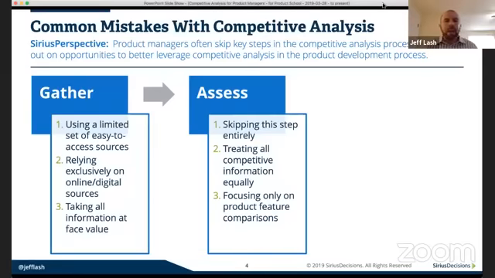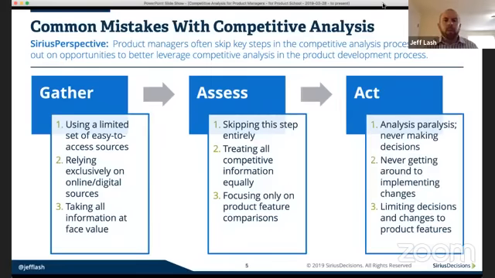So it's not that every bit of information is going to be equal, right? This is where we need to use some kind of critical thinking skills to evaluate the information. And the third one, which I'll come back to in a minute, is in this assessment phase, one of the biggest mistakes I see product managers, especially new product managers, making is focusing only on what I call product feature comparisons, where it's, our product has this feature and their product doesn't. And I'll show you an example of that and talk about how to overcome that.